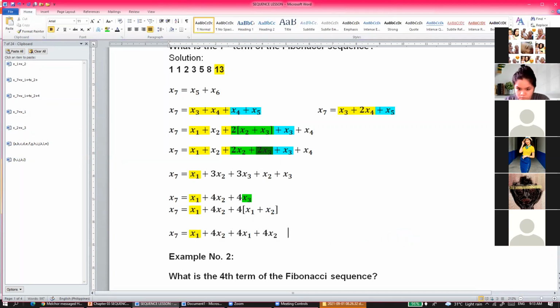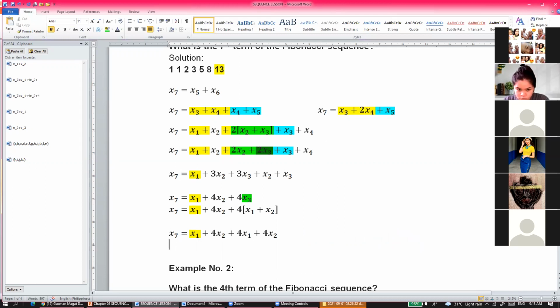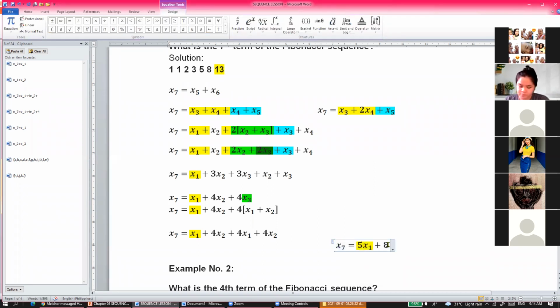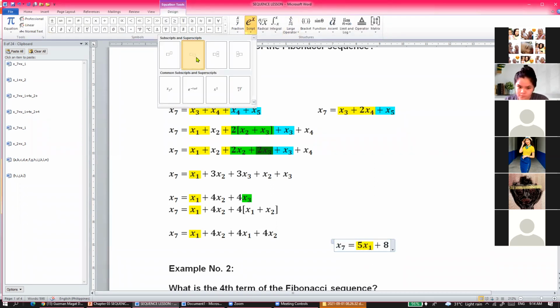Now, the final question is, ilan ang X sub 1? 5, sir. So, copyin ko hanggang dito. Then paste. So, we have 5X sub 1. Then plus. How many X sub 2 do we have? 8. So, we have 8 X sub 2. Very good.